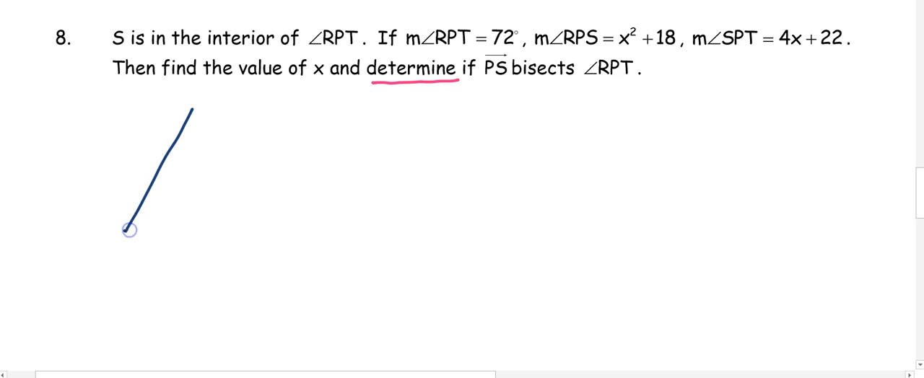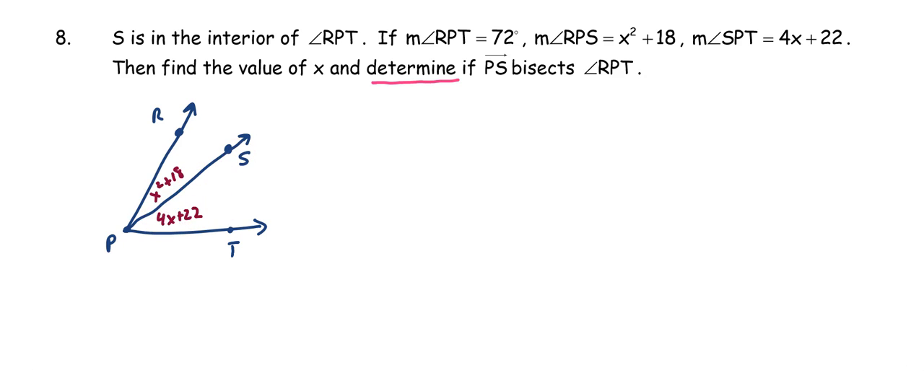So when we draw our picture, we have our angle RPT. We have another ray with S somewhere on it. Okay, so when I label my angles, RPS is x squared plus 18. SPT is 4x plus 22. And my large angle, RPT, is 72 degrees. So because we don't know if it's a bisector or not, we need to use angle addition.